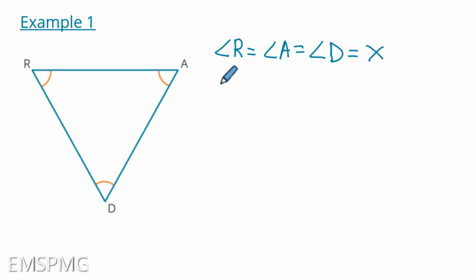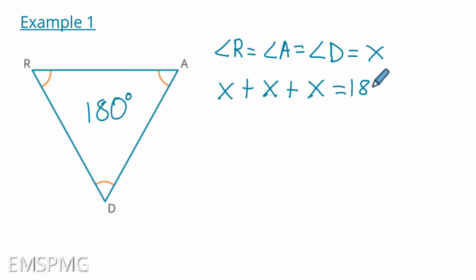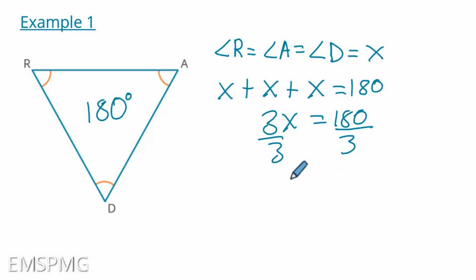So we know that angle R plus angle A plus angle D equals, and remember the triangle angle sum theorem is that the triangle adds up to 180 degrees. So let's plop that in there. And so we got 3x's. So let's convert that into 3x equals 180. And then we're going to divide by 3. And that's going to equal x equals 60 degrees. So then we know that each one is 60 degrees.